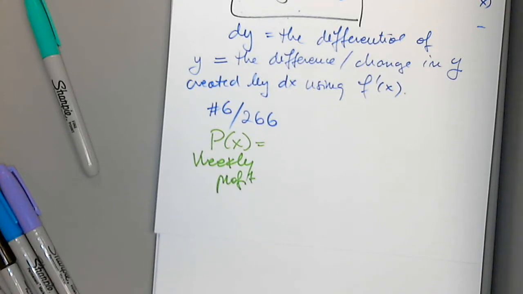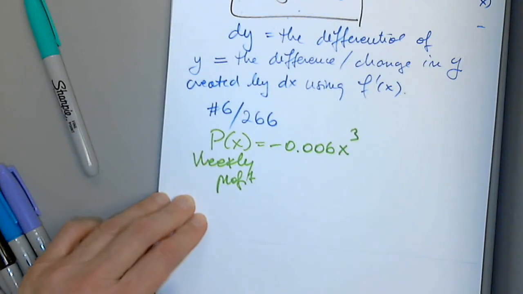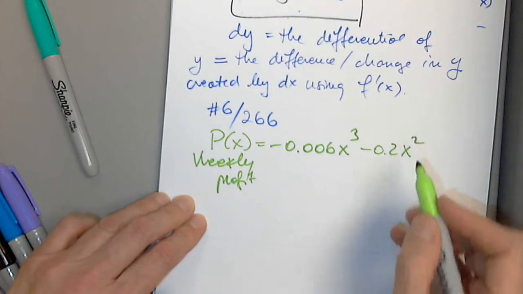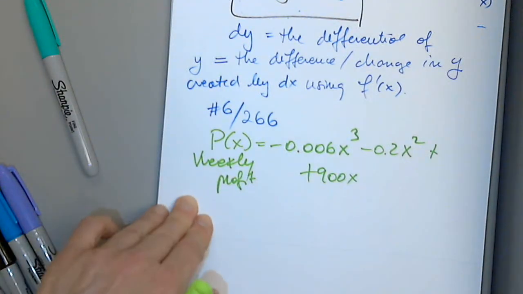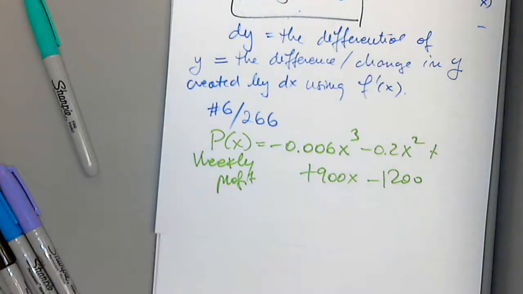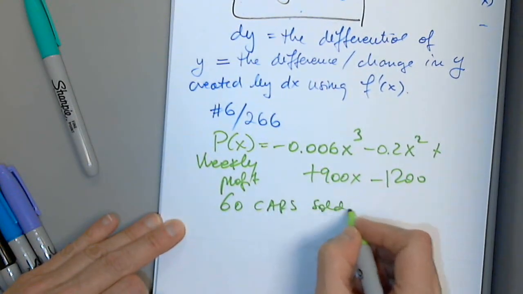Please remember, every time you read a word problem, always take notes. Take notes on the measurement unit, take notes on whatever else is needed. So P of x is negative 0.006 x cubed minus 0.2 x squared plus 900x minus 1200. Let's read on. And currently 60 cars are sold weekly. 60 cars sold per week.